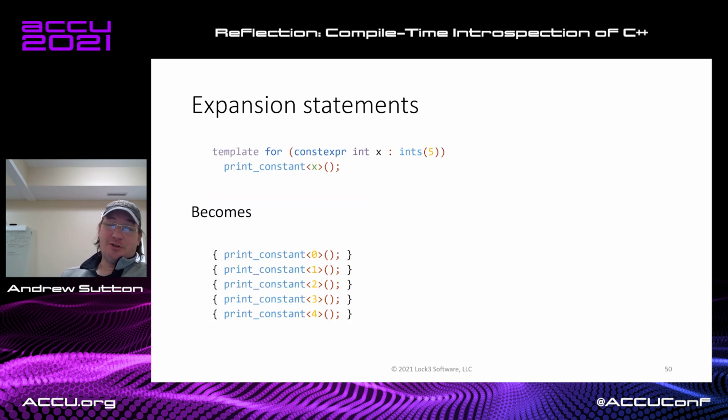So the code above basically ends up becoming this. If you print constant x for each x in integers of 5, you get print constant 0, 1, 2, 3, and 4, with x being supplied as a template argument in each case, which is exceptionally powerful.